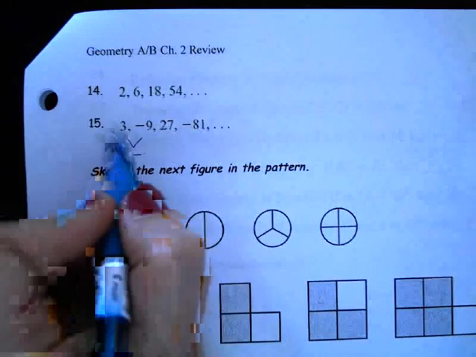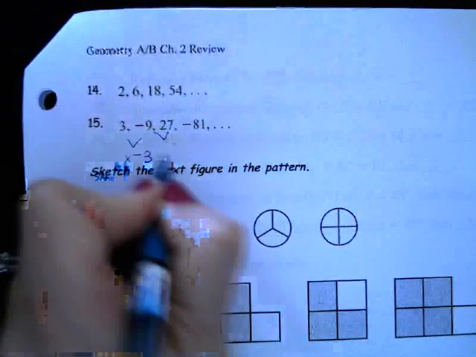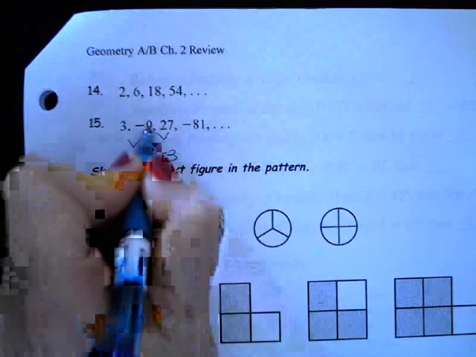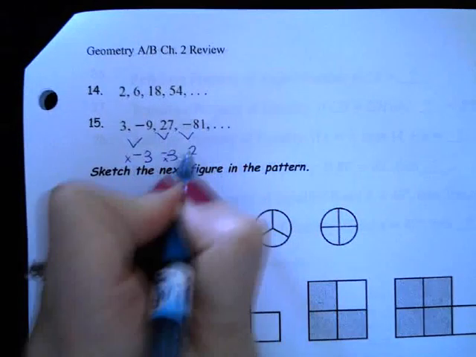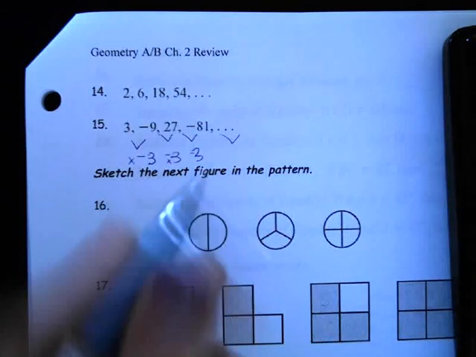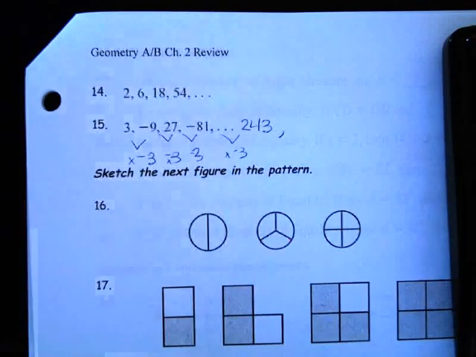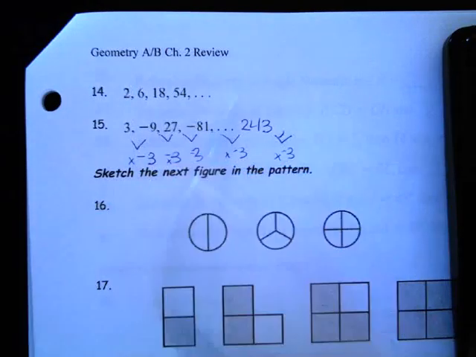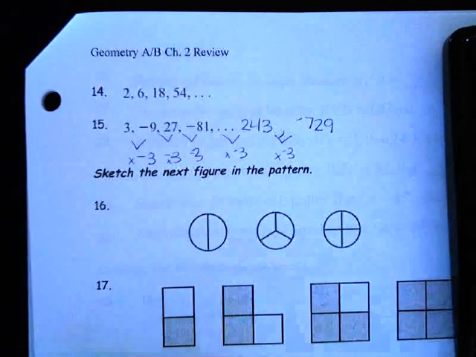Something that I could multiply 3 by to get to 9 would be 3. Let's see if multiplying by -3 works here. -9 times -3 is a positive 27. And then try it again. 27 times -3 gives me -81. So I'm going to do one more time, -81 multiplied by -3. That gives me 243. And again, since we want the next two numbers, I'm going to multiply by another -3. And that gives me -729. So those are your two answers for that one.